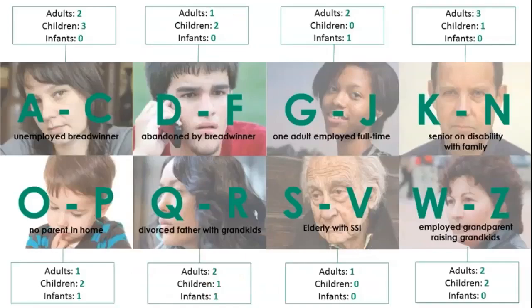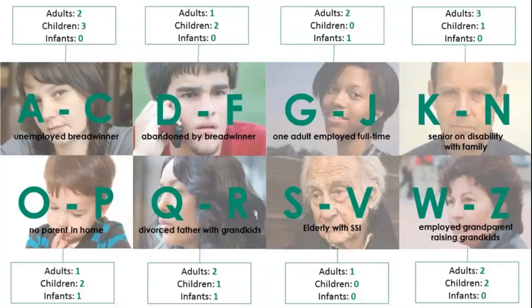So these are our families that are in the simulation, and even though there's 26 family profiles, each of the families really fall into 8 categories. And you can see on this slide that the categories are the A through C family fall in the unemployed breadwinner arena. So you have 2 adults, 3 children, and one of the parents is unemployed. And then you move into the D through F families, that they were abandoned by a breadwinner. The G through J families, you have 1 adult that's employed full-time. The K through N families, this is a senior on disability with a family.